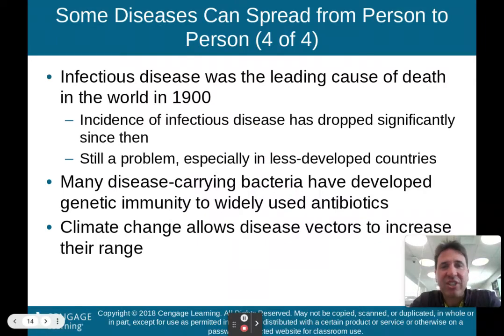All right. Infectious disease was the leading cause of death in the world in 1900. The incidence of infectious diseases has dropped significantly since then. However, it is still a problem, especially in less developed countries. Many disease-carrying bacteria have developed genetic immunity to widely used antibiotics. Again, we spoke about that. Think about when we went back to that pest control a couple of chapters ago, right? How you have a pest on corn, you spray the pest with a pesticide. Everyone but maybe one or two of them live because they have a mutation that allows the animal to be resistant to that pesticide.